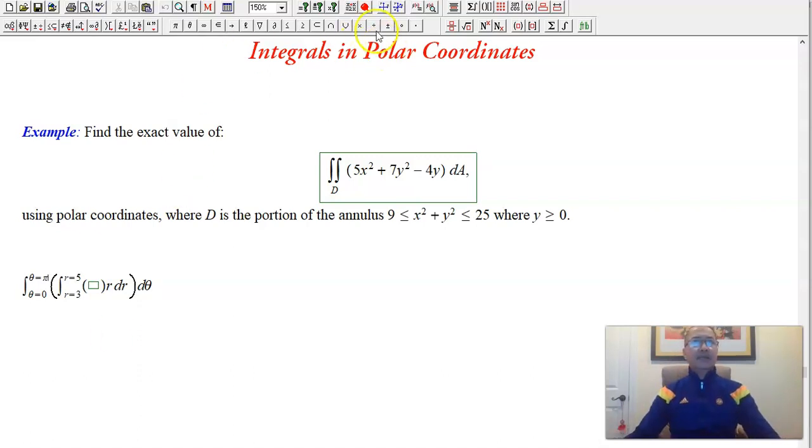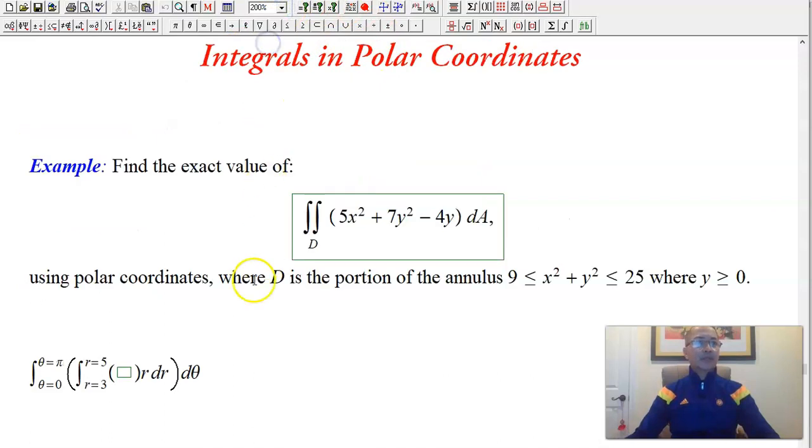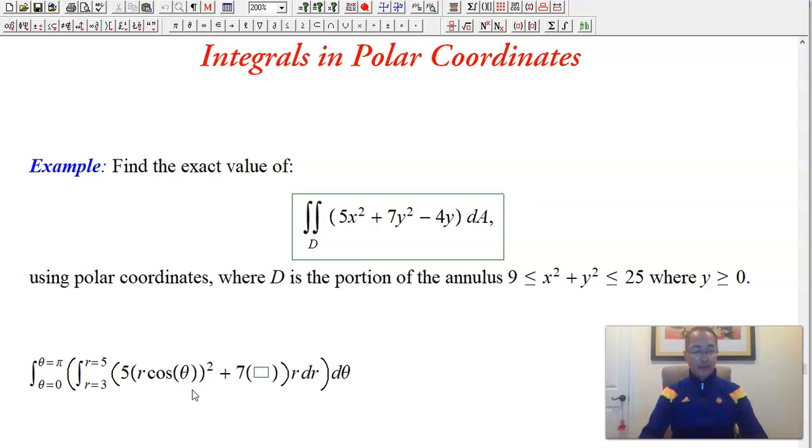All right, and yeah, maybe let's blow this up. Sure, there you go. You can see it a little better now. Okay, now we want the function 5x squared plus 7y squared minus 4y. Okay, so we need our conversion formulas. 5x squared. So x is r cosine theta. We're going to square that whole thing. Plus 7y squared. 7 quantity r sine theta. Square that whole thing. Minus 4y. Minus 4r sine theta.